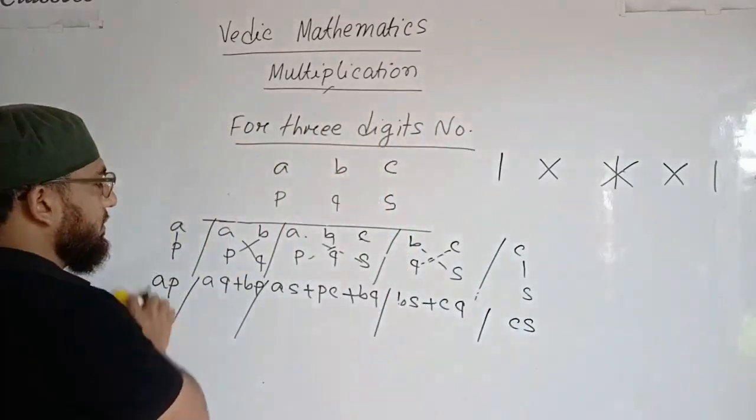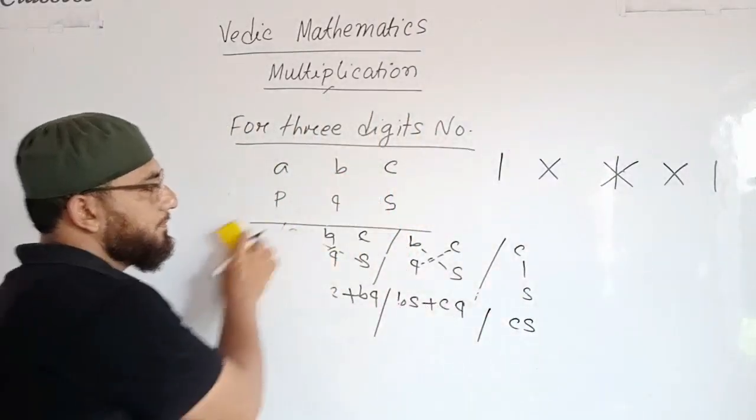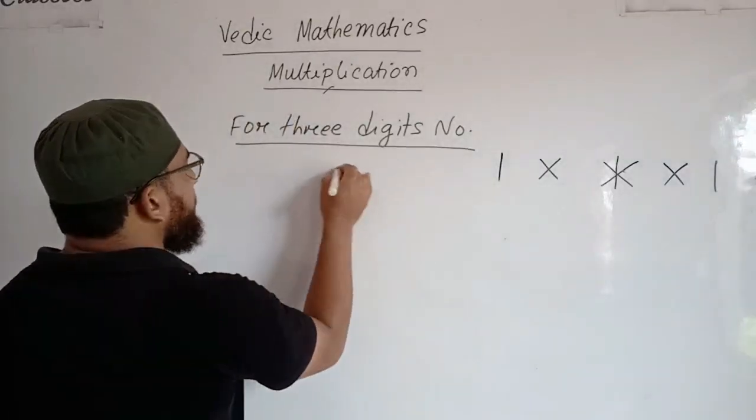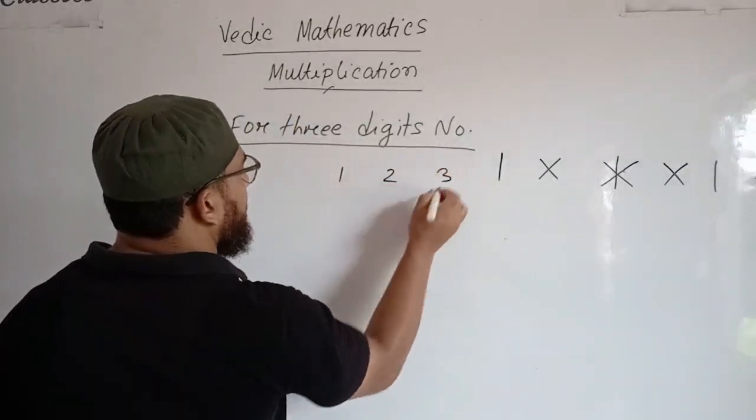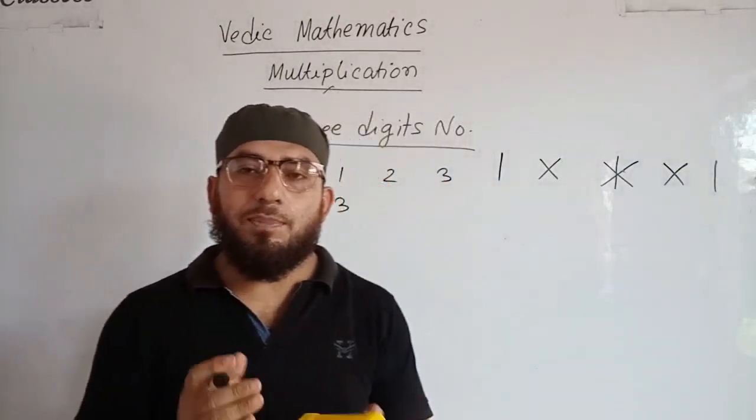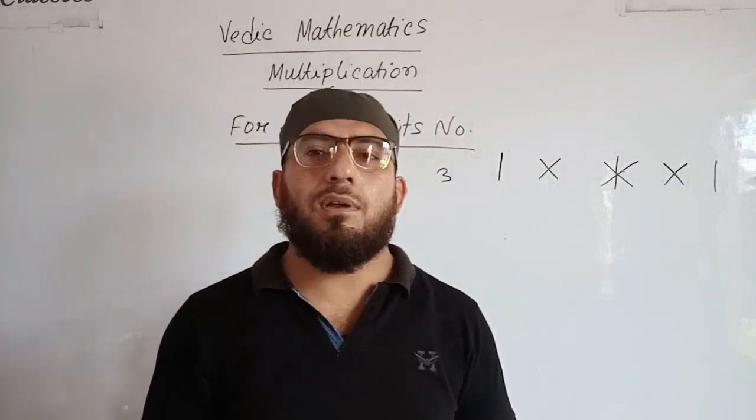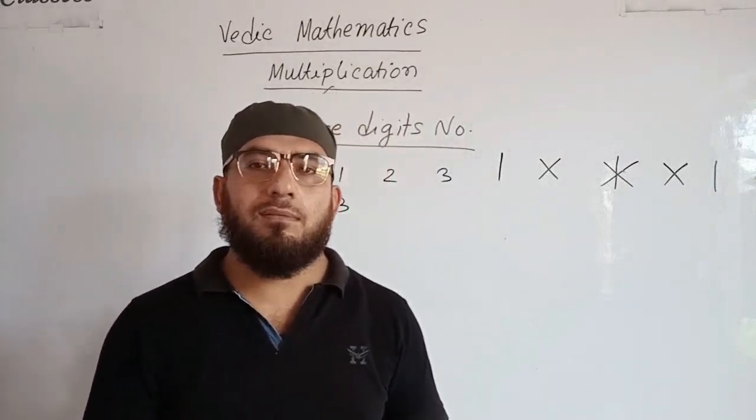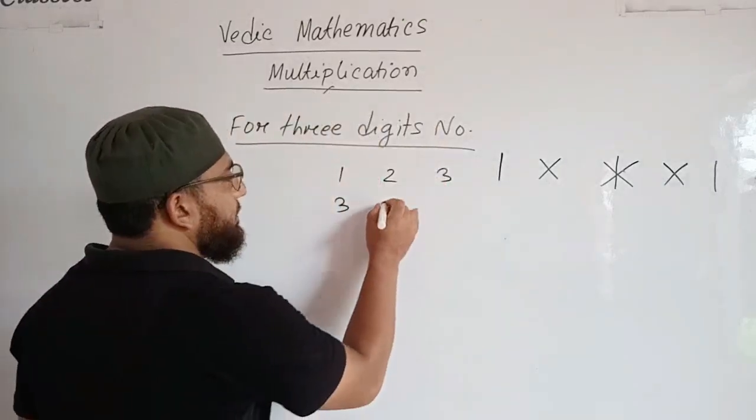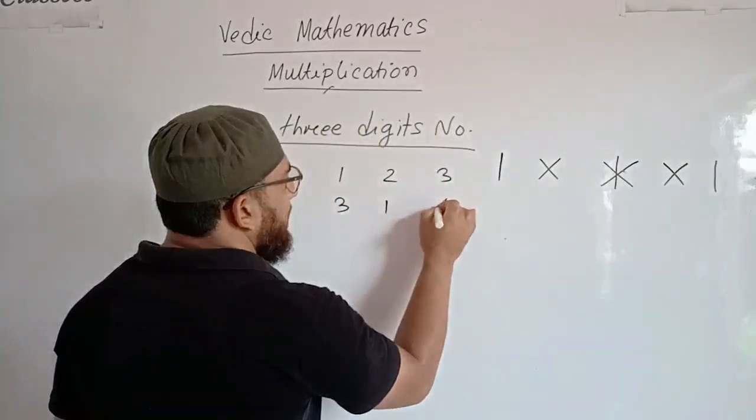So take an example. Suppose you have 1 2 3. So first try with the simple digits. Then whenever you know the method, you can do for the bigger digits, for say 9 8 7, like this. So 3 1, say here is 4.